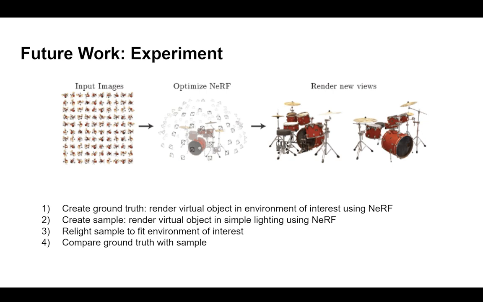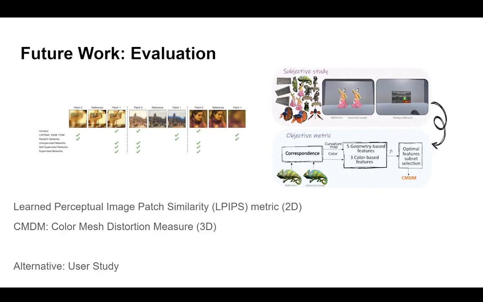The next step would be to create a sample for our experiment where we render the virtual object in a more simple lighting using NeRF. So it is different lighting from the environment of interest. Finally, we relight that sample object to fit the environment of interest, so we are using the HoloLens headset to light the sample, and then we compare the ground truth with the sample. We would evaluate how close our sample is from the ground truth by using 2 different metrics such as the learned perceptual image patch similarity or the color mesh distortion measure, and this is just determining how close our lighting prediction is to the actual ground truth that we collected using NeRF.